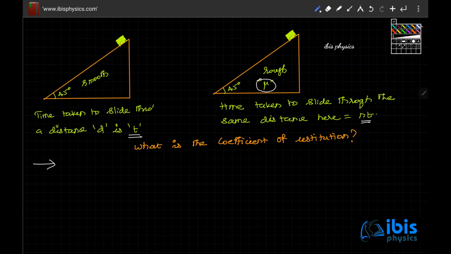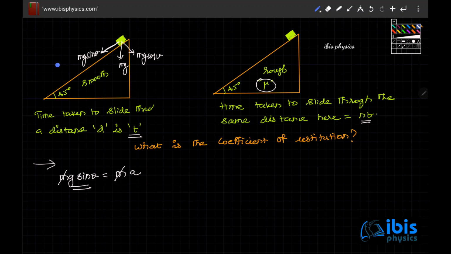That's the question. Suppose it slides on a smooth inclined plane. We know that the downward force is mg, and this is mg cos theta, and this is mg sin theta. Since friction is not there, the downward force is mg sin theta. Force is equal to mass into acceleration. Then the downward acceleration along the inclined plane is g sin theta.